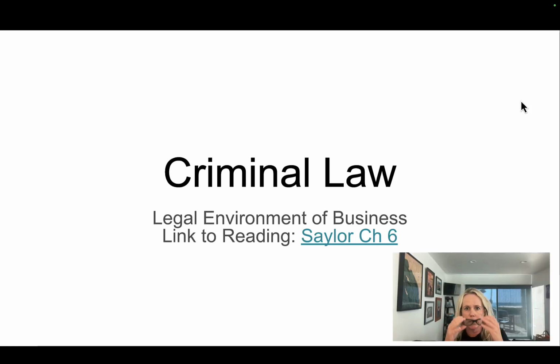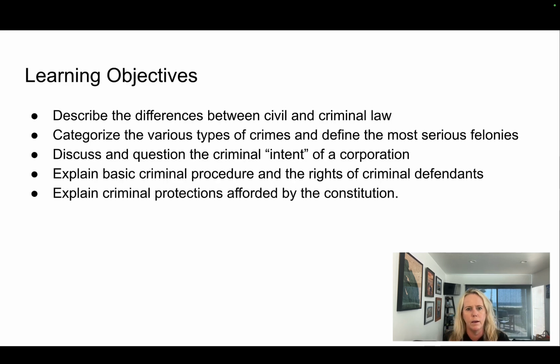Okay, so today's topic is criminal law. I'm going to start off with just identifying the differences between civil and criminal law, to give you a little bit of clarity. Then we're going to talk about the different types of crimes, a little bit about the more serious felony crimes, a little bit about criminal procedure, and then finally, the criminal protections that are afforded by the Constitution.